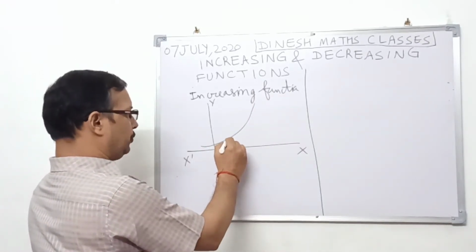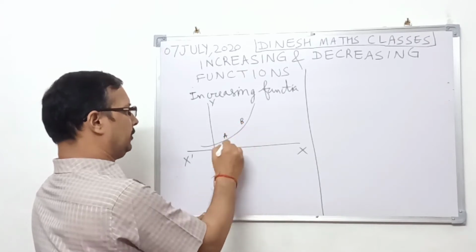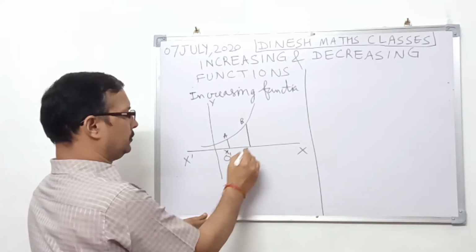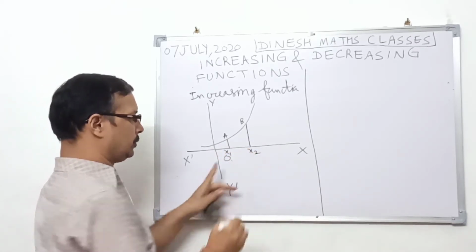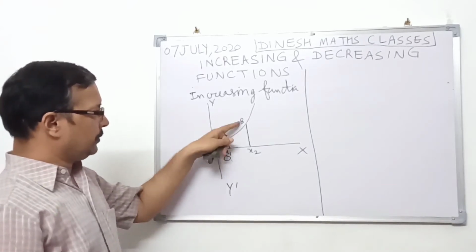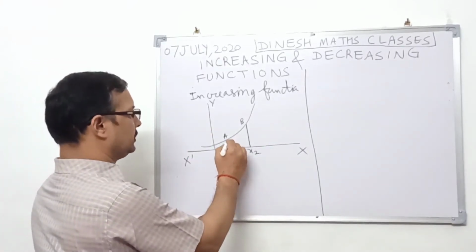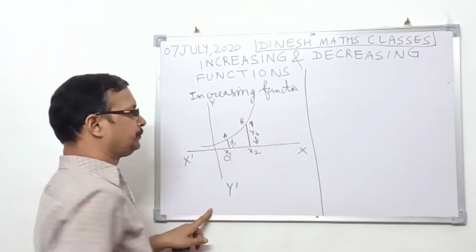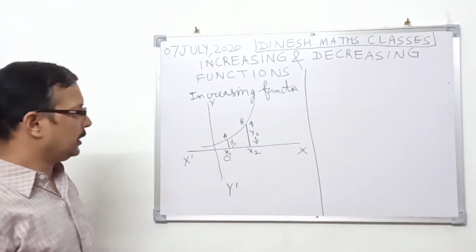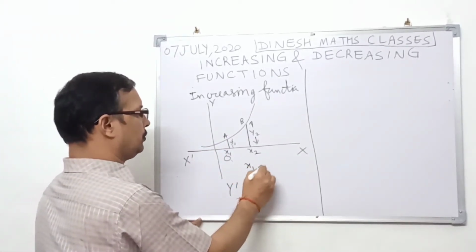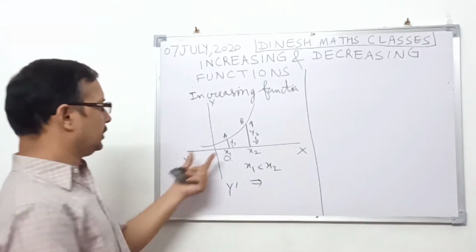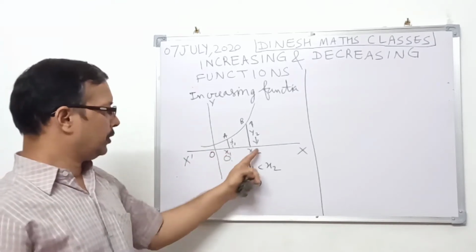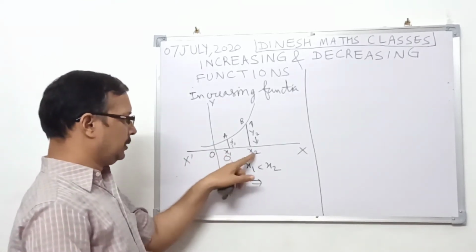For example, if you take two points, say A and B on this graph, the x coordinate at A is x1, at B is x2, and similarly the y coordinate is this height y1 and here it is y2. So now you can clearly see that x1 is less than x2 because x1 is closer to the origin, x2 is away from the origin. So x1 is clearly less than x2.